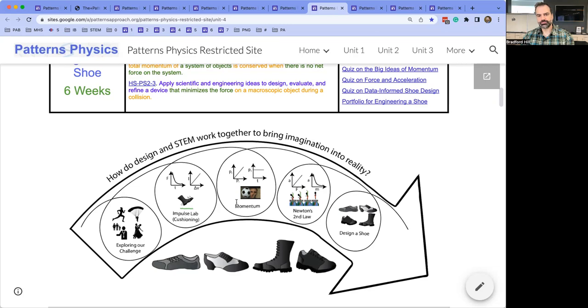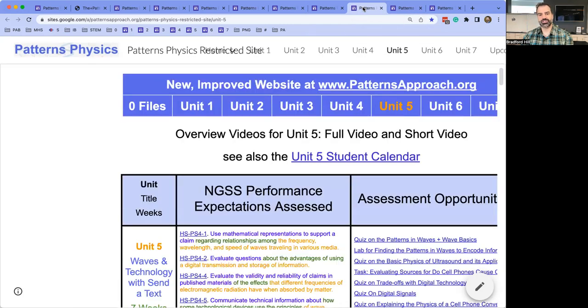Then we have a loop task on momentum, one day themed around several high-speed videos. Then Newton's second law, so important in there, and then putting it all together. There is so much informational text going on in this unit too. This is the big lift for informational text. They have to put together words, two tables, and a graph all together to make their data-informed decision for their final shoe design. Then moving to Unit 5.